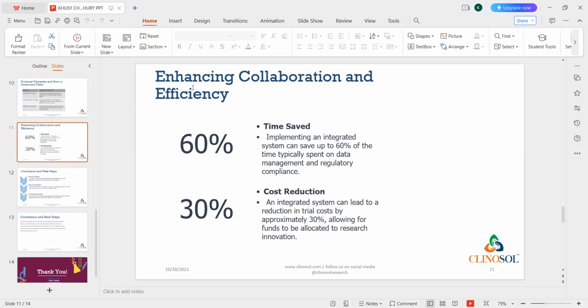Coming to the next, which I have already discussed, like enhancing collaboration and efficacy. Time saved, 60% of time saved. Implementing an integrated system can save up to 60% of the time typically spent on data management and regulatory compliance. 30% cost reduction. An integrated system can lead to a reduction in trial cost by approximately 30%, allowing funds to be allocated to research innovation.